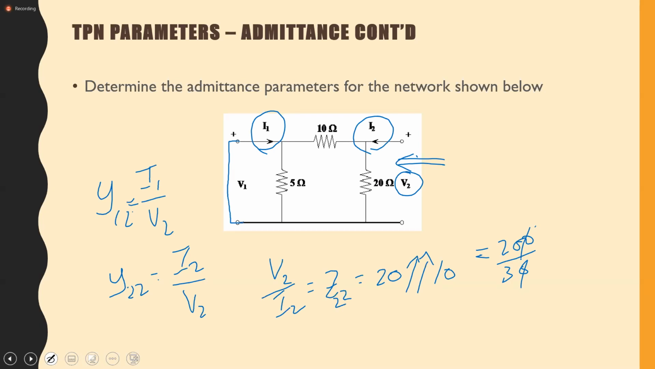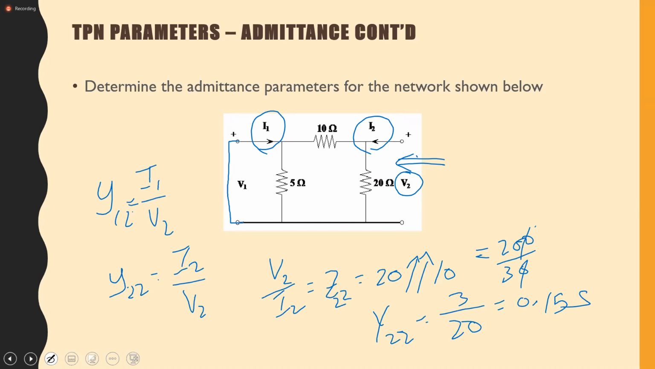That is 6.667. No, we're going to leave it as the fraction. You shouldn't even bother saying the decimal. Which means that Y22 is going to be equal to the reciprocal, which is 3 over 20. And that would give us 0.15 Siemens. Fair enough?